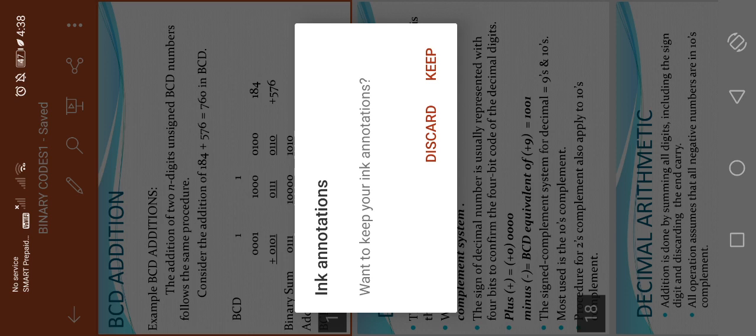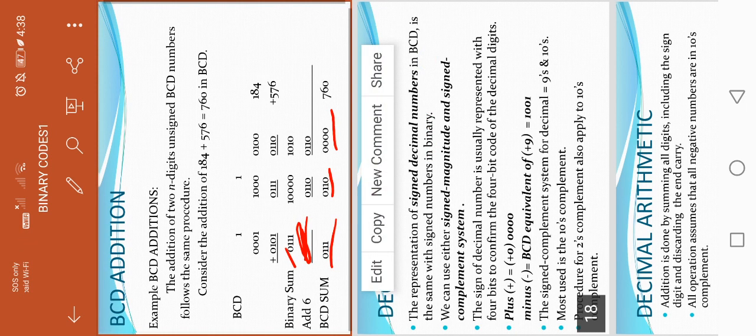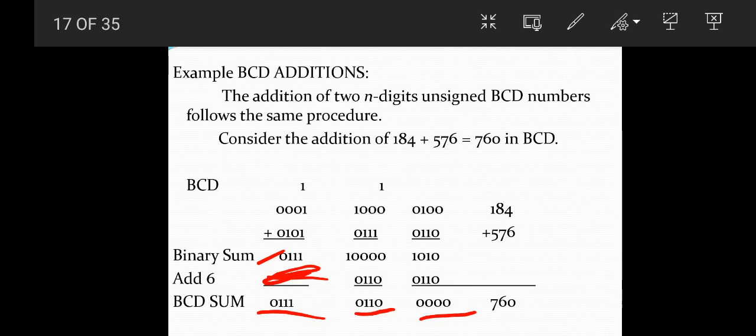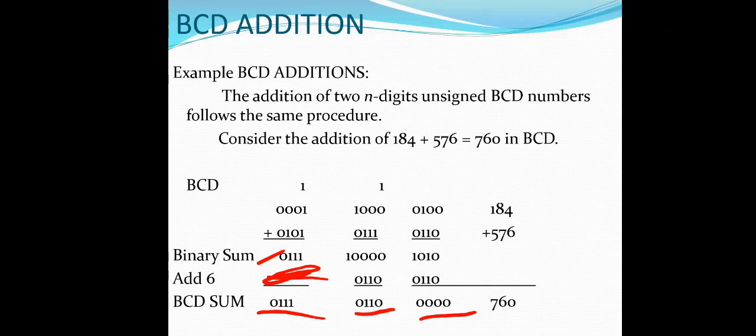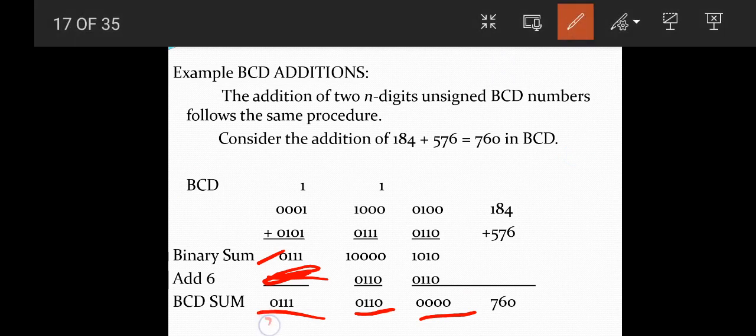So if you check, your total is just equal to 760. So this will serve as your 7. If you can see, this one will serve as your 7. This will serve as your 6, and this will serve as 0. So this is your answer for your BCD addition.